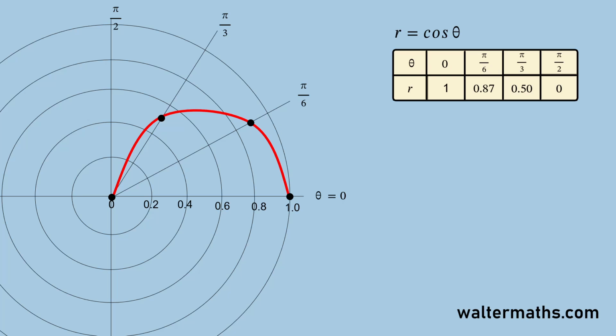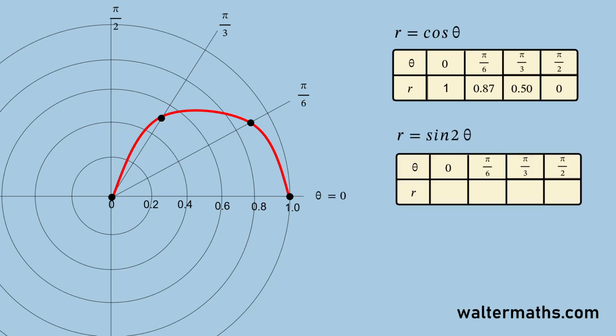Next up, we make a table of values for r is equal to sine 2 theta, and when theta is 0, r will be 0. When theta is a sixth pi, r will be 0.87. When theta is a third pi, r will be 0.87, and when theta is half pi, r will be 0. So we can plot these points on the graph again, and we get this curve here. So these are the two curves we get, and they intersect at this point, which is the point P.